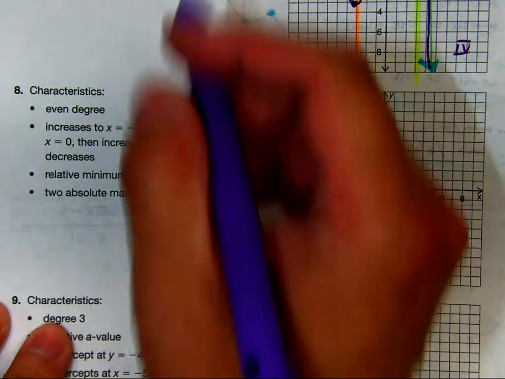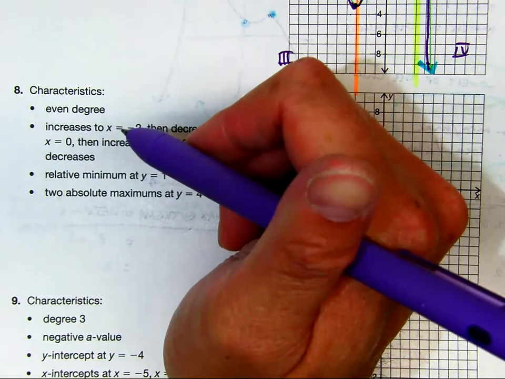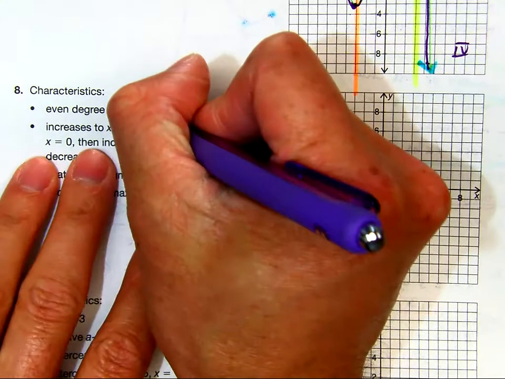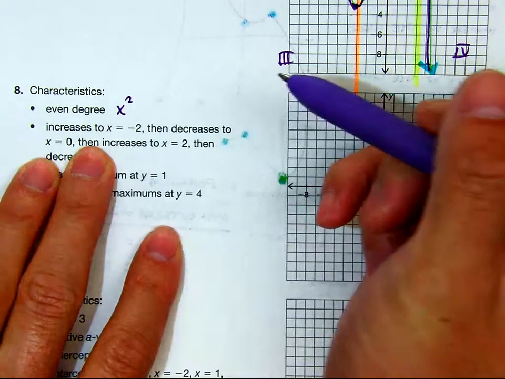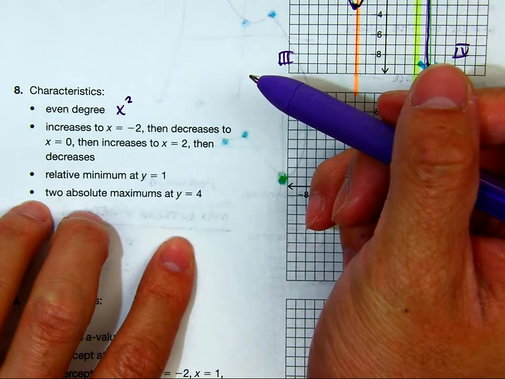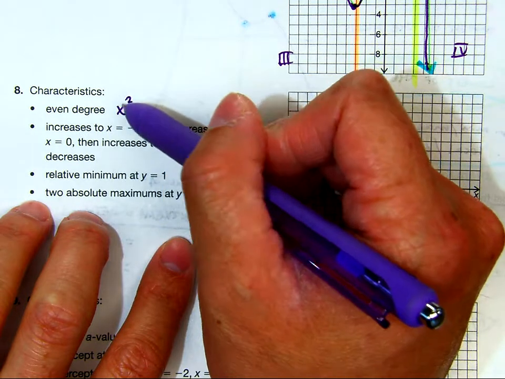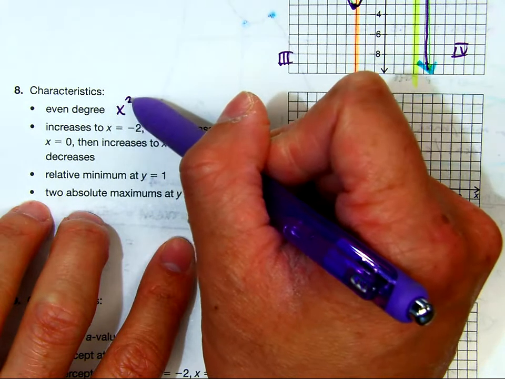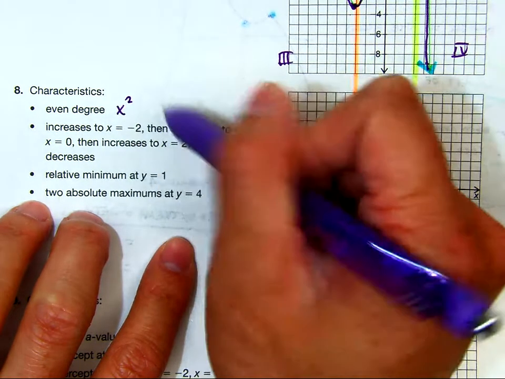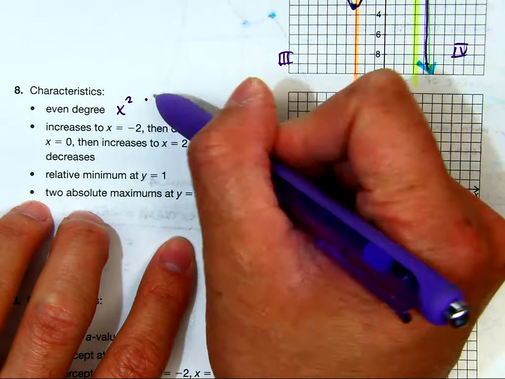Even degree. Kevin, what's the easiest even degree we know? 2. X to the 2nd. What does that look like, Kevin? But x to the 2nd, or an even degree, what does that look like? A U. Opening which direction? Up or down? Up.